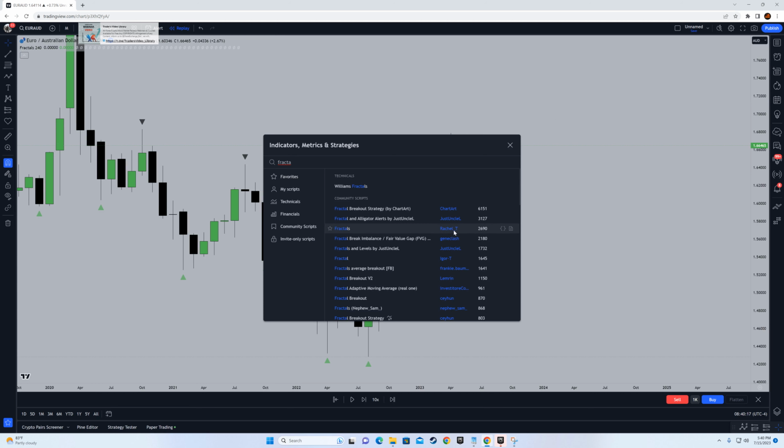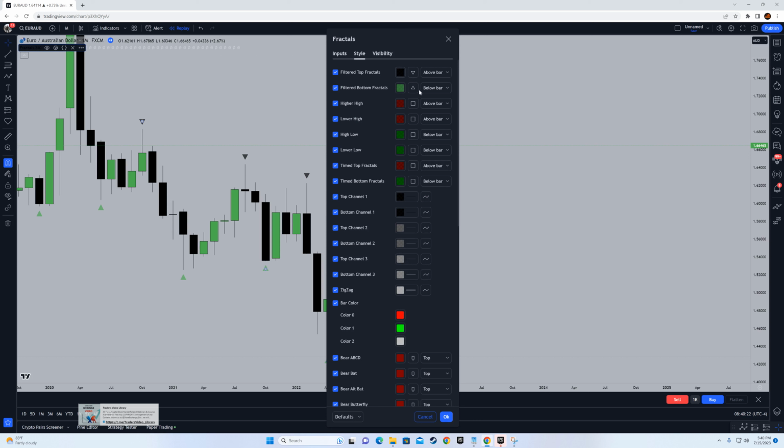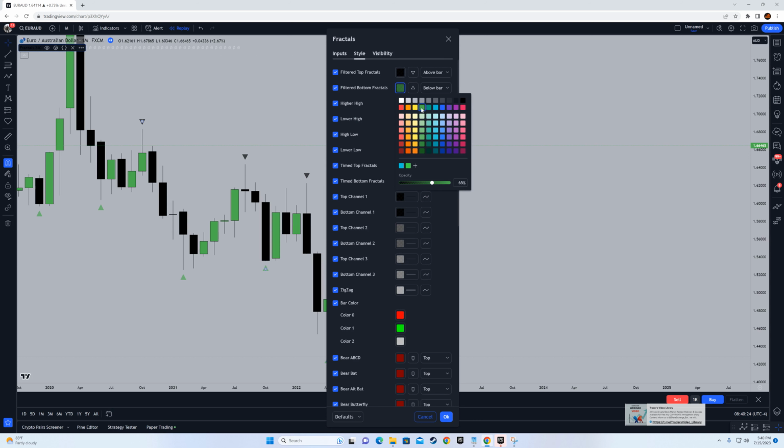And you want to use the fractals by Rachel T. So these are my colors. I use black and this green over here. It makes it clean, okay?